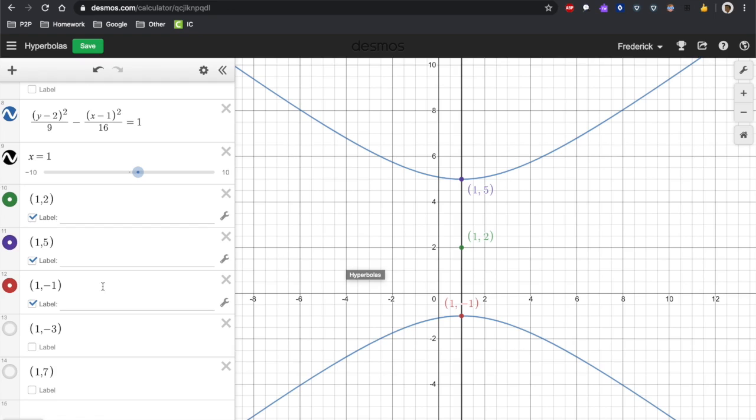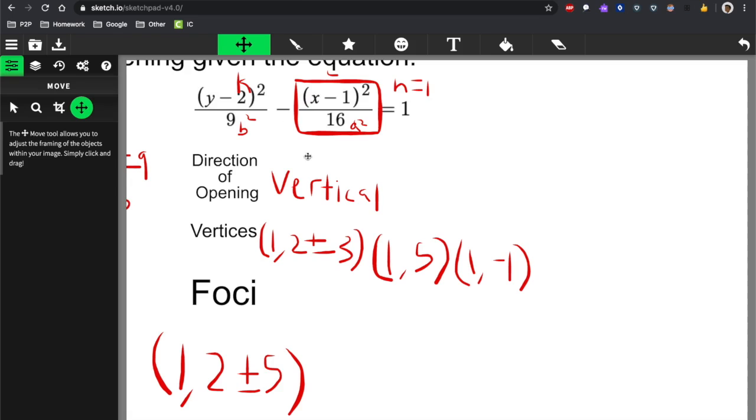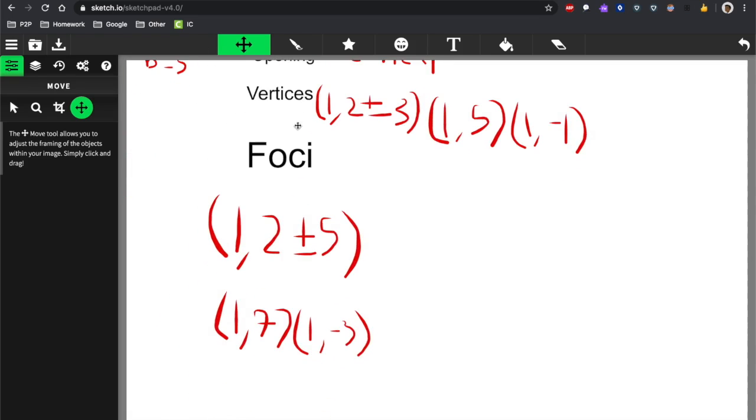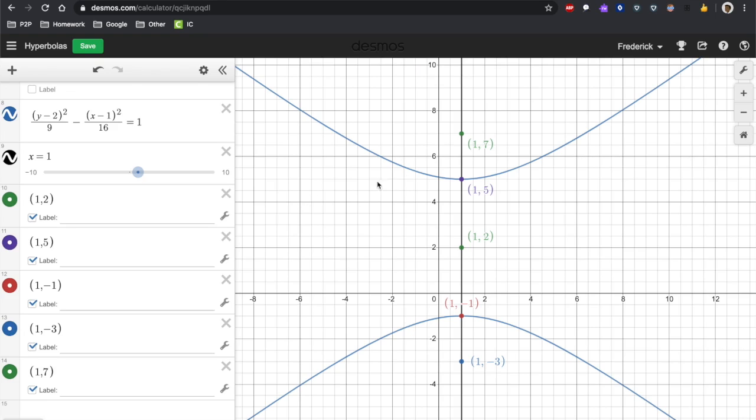Now let's move on to the foci. Take a look and see that these foci match up exactly with what we said in our math here. Our foci we said are going to be 1 comma 7 and 1 comma minus 3. We take a look, foci 1 comma 7, 1 comma minus 3.